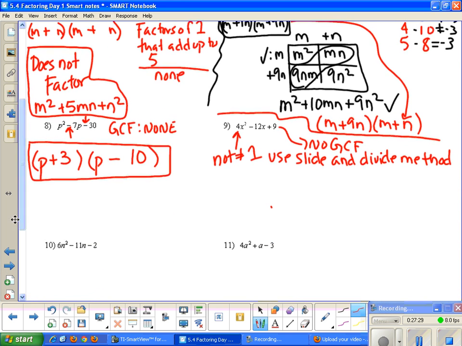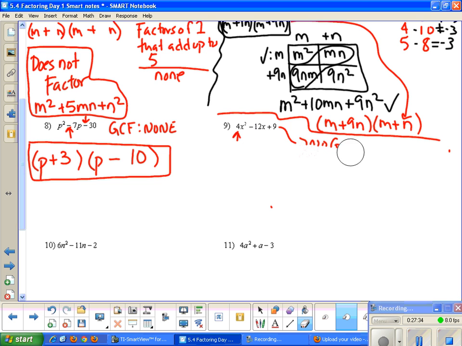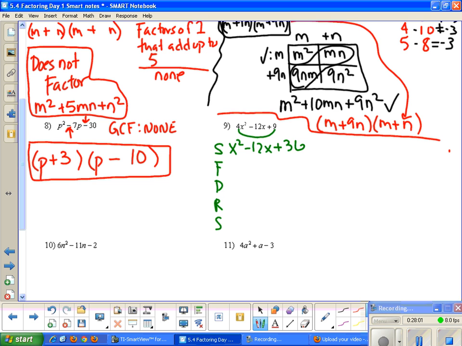Okay, so now going back to this problem, we're going to follow those steps. I'm going to erase this right here so I have some room to write. Now, I'm going to write the steps down. So Swedish fish don't really swim. S stands for slide the number in front to the number in back and multiply it. So 4 times 9 is 36. And so we're going to write our new equation down: x squared minus 12x plus 36.